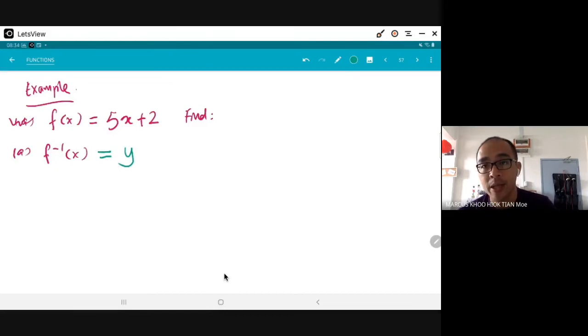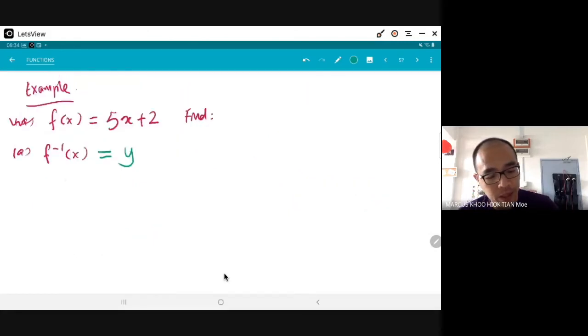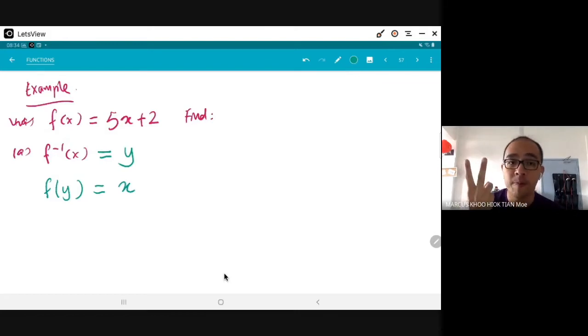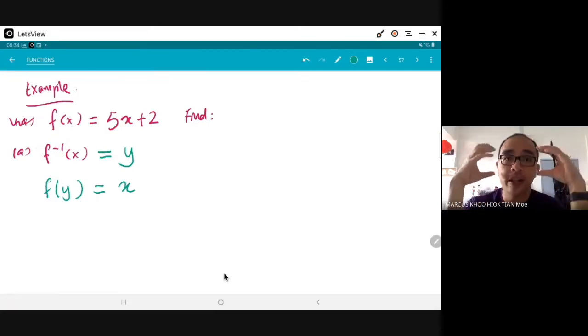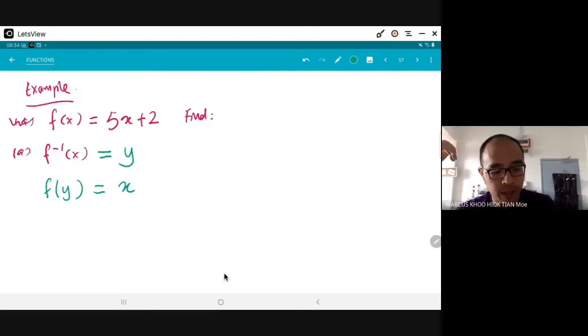Okay, second step is flip it over. Flip it macam saya cakap tadi. Maksudnya kalau saya tukar dia punya kedudukan, f of y, sorry, the dog is very noisy today. f of y equals to x. Okay, I need to flip it around. Very important skill on this one. If I ask you to find an inverse function, I ask you to flip it around. Ini mesti kita bagi satu huruf lah, doesn't matter lah, y or z.